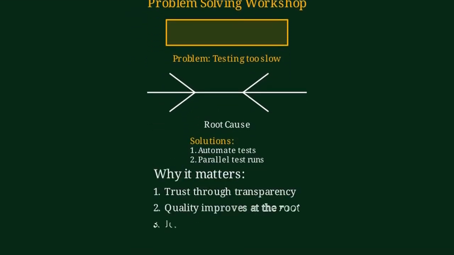Why is this event important? It builds trust through transparency, improves quality by fixing root causes, and helps teams grow together. In simple terms, Inspect and Adapt is how the team gets better at being a team.